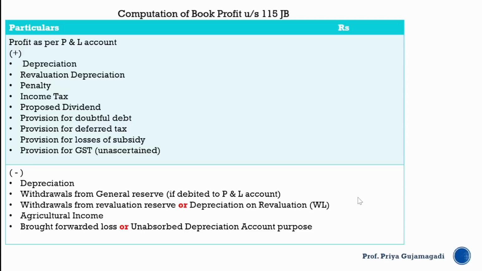Next, agricultural income is an exempted income. Any of the exempted incomes, sometimes they'll give it as interest on UTIs, or like agricultural income. Exempted incomes, we have to minus them.